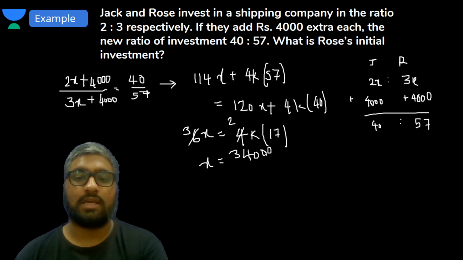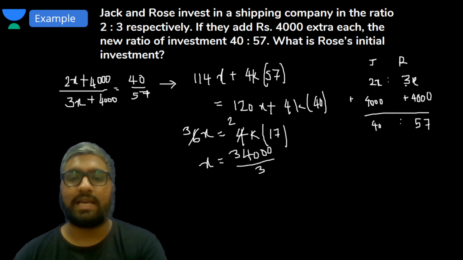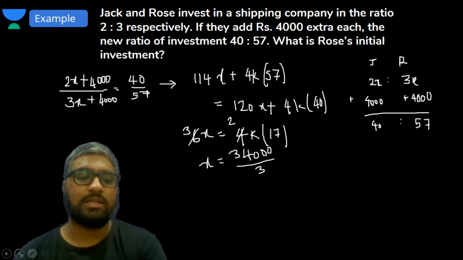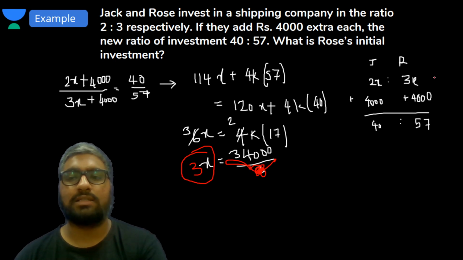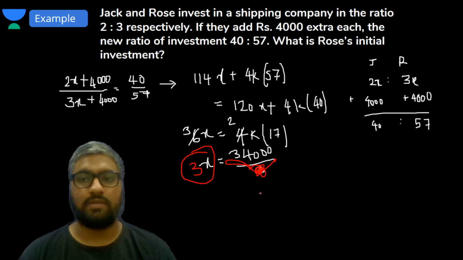34,000 by 3. What is asked? Rose's initial investment, which is 3x. So we need not even go ahead and do this part. Why? Because we should have an eye on what is asked. 3x is asked, which is 34,000.